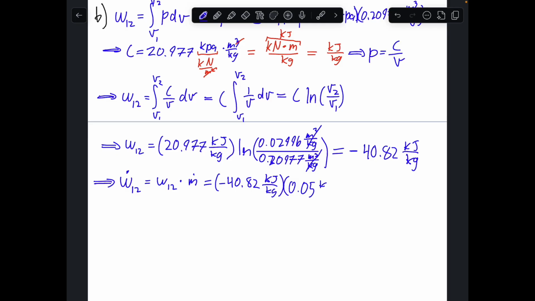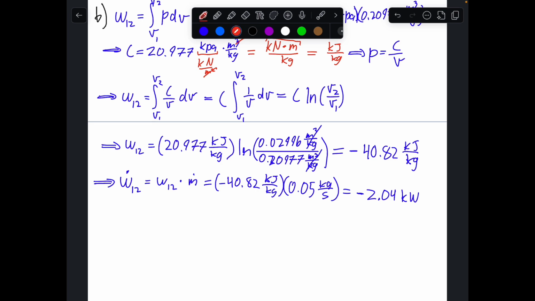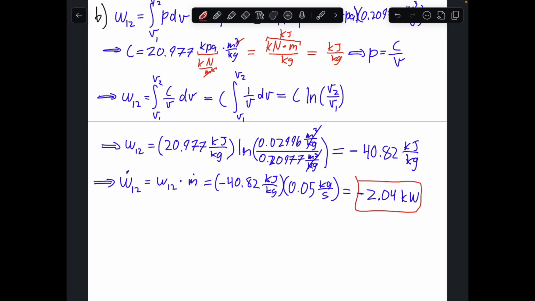0.05 kilograms per second. So now we see that these kilograms cancel and we're left with kilojoules per second, which is our unit for kilowatts. And so the final answer here should come out to be negative 2.04 kilowatts. Kilojoules per second gives you kilowatts. So this will be our final answer here.